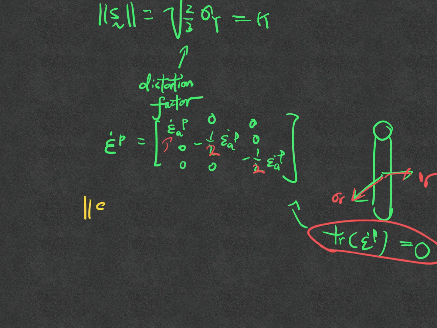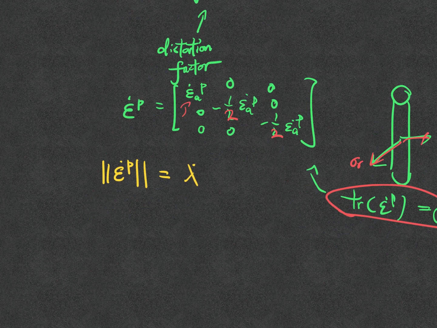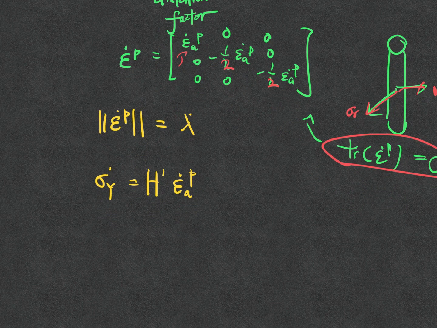If I take the norm, I would simply have lambda dot, by definition. Now what happens is that in this case, the yield surface is supposed to change in the way of equal to the hardening modulus times epsilon A dot P.